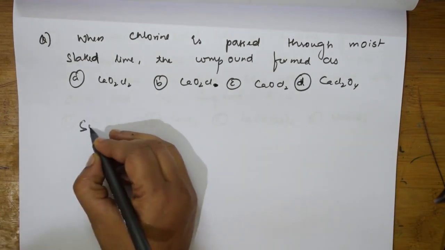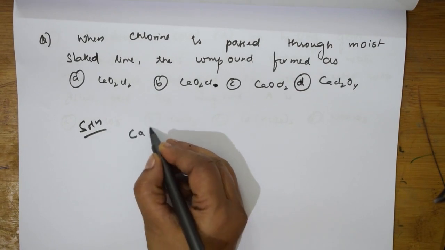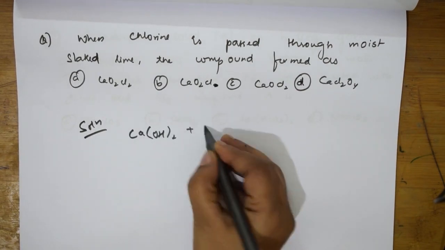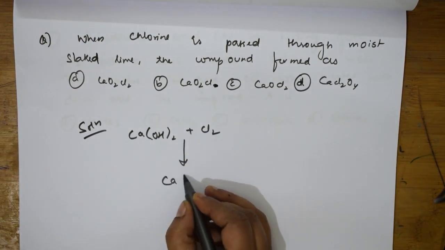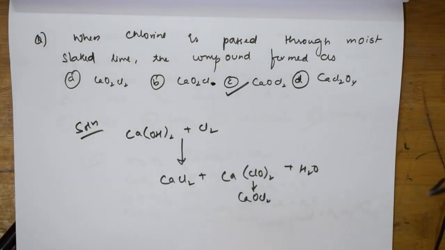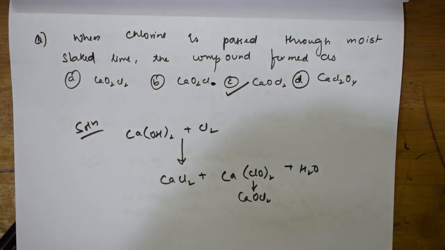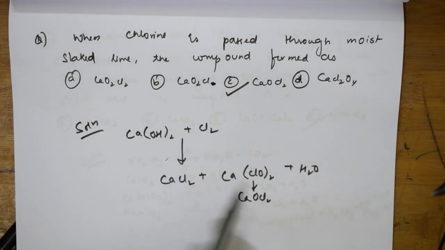Let us write the reaction now immediately. Moist slaked lime, that means calcium hydroxide, plus chlorine. What do we get? We are going to get a product that is CaCl2 plus... I'm not balanced, right? Now we've already seen this reaction, isn't it? When calcium hydroxide combines with chlorine, it forms calcium oxychloride, that is bleaching powder, plus water. So the correct option for this is CaOCl2, right? So this is the right one.